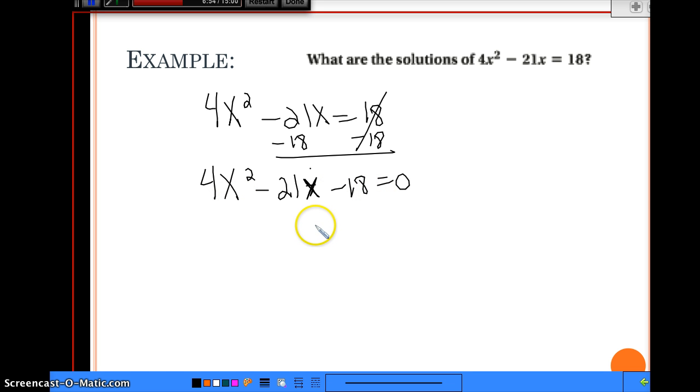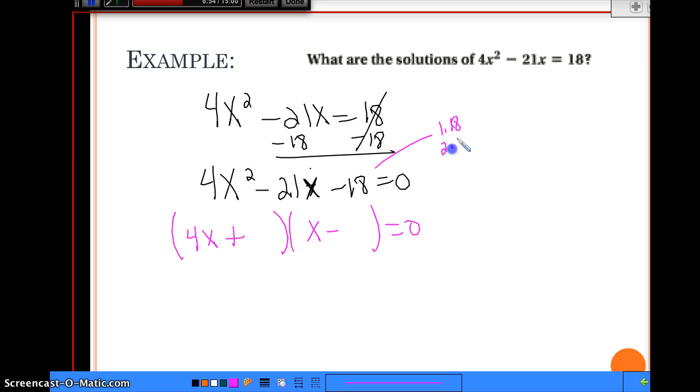There is no GCF in this one, so I'm going to have to deal with a leading coefficient of 4, which is a little bit frustrating because I'm going to do a little guessing and checking here. I'm going to try 4x and 1x. I know I've got to have a plus and minus. I have no idea where they go. We're going to be patient. 1 and 18, 2 and 9, 3 and 6. Let's try the 2 and the 9.